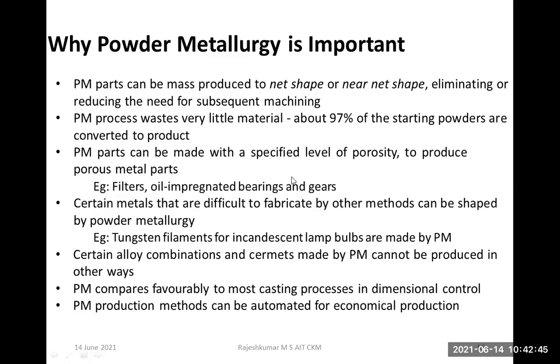So, for manufacturing different types of filters, oil impregnated bearings and gears, to manufacture these parts, generally we consider the working considerations of your different materials. The two porous materials can be easily manufactured. Certain metals which are difficult to fabricate by other methods can be shaped with the help of powder metallurgy, like tungsten filament for incandescent lamp bulbs. Those are all manufactured this way.